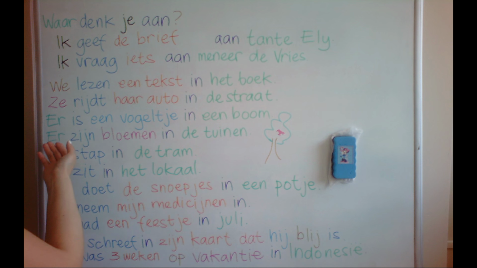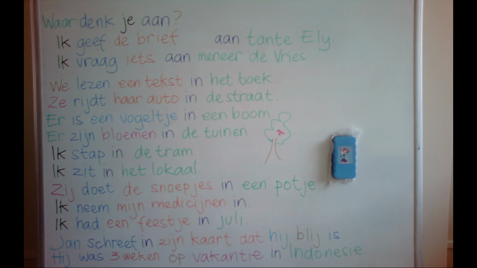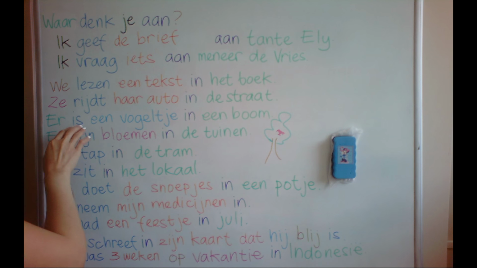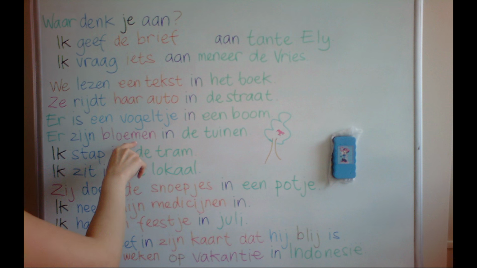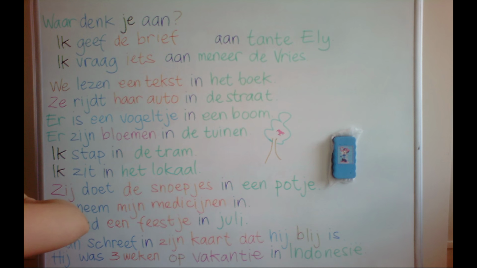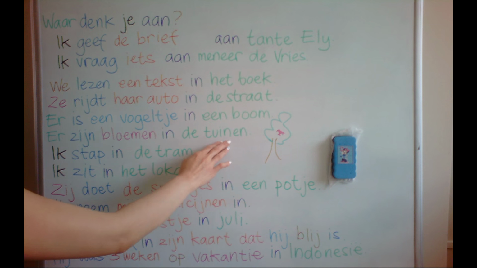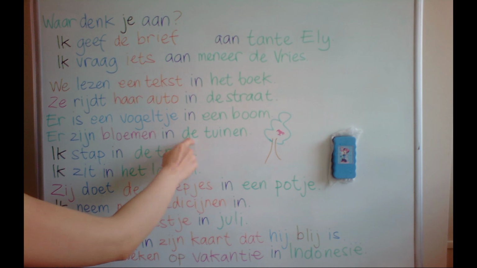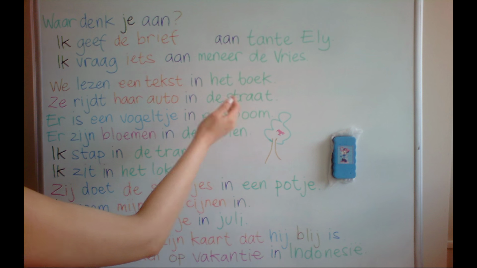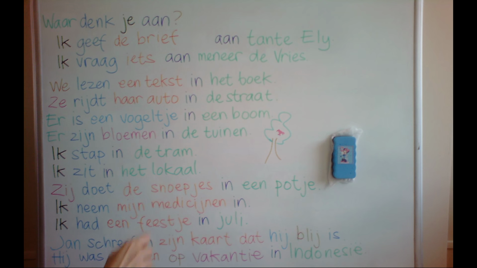And now, zijn bloemen in de tuinen. Bloemen is flowers. So we use zijn. We don't use is because it's more than one. Zijn bloemen in de tuinen. Tuinen is garden. There are flowers in the garden. As we see here, garden uses de, because this is nature. This is not natural, but we also put de, yeah, like that.